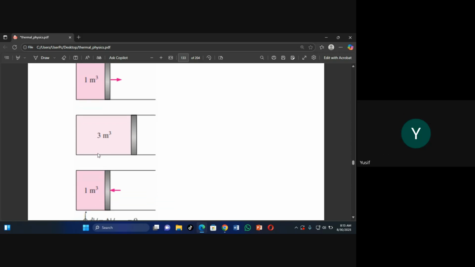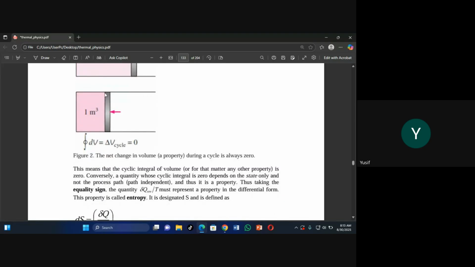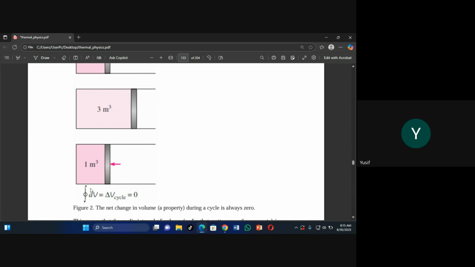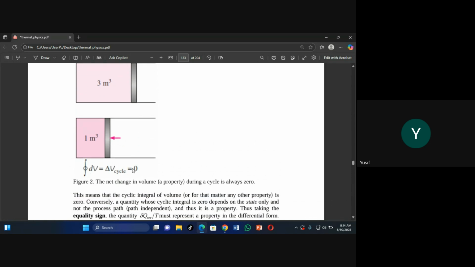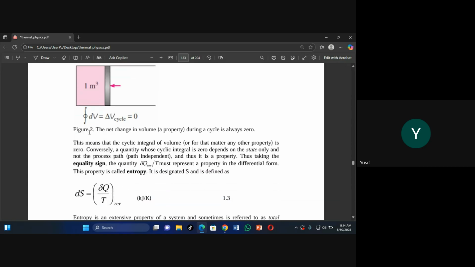So the change in V over the cycle from 1 to 3 and 3 to 1 is 0 because the volume is still the same. If, let's say, the mass of the item in that system was 5 grams, it's still 5 grams because nothing has changed. Now the net change in volume, the property, during the cycle is always 0. This means that the cyclic integral of volume, or for that matter any other property, is 0.